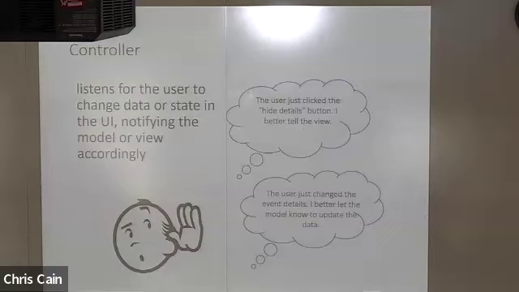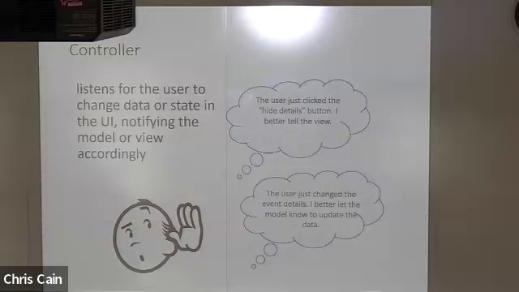Finally, we have the controller. The controller is a sequence of listeners. They're waiting for the user to interact with the view in some way. When that happens, a request is sent to the controller for some kind of parsing of what we are going to do when the user does something to the view. So it's just a sequence of listeners. So the user clicked the hide details button. The view needs to know that the user clicked that so that the view can update and hide the details.